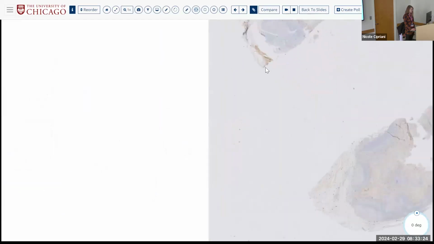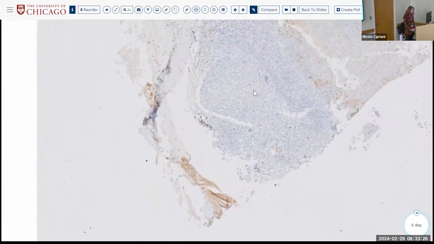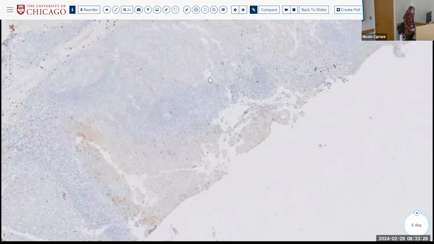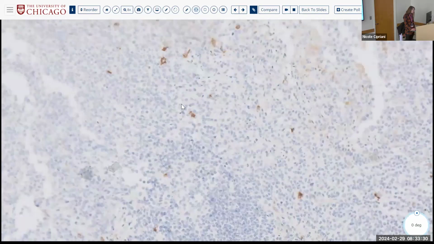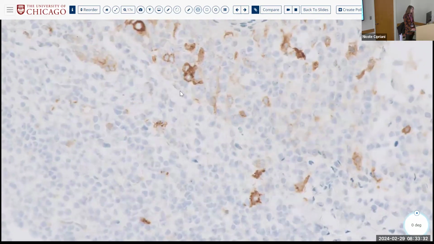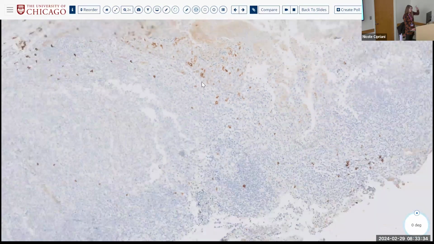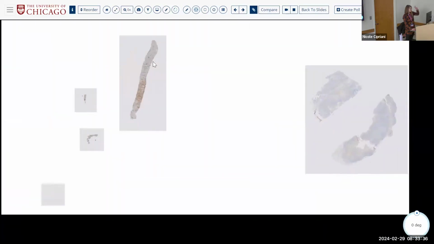And probably this is, okay, these are mast cells. So this is probably my second stain that I use, right, which is c-Kit.